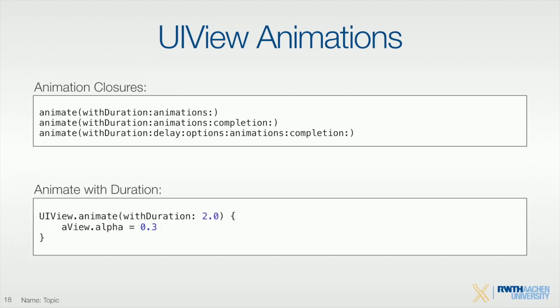For example, this is a very simple animation. So this is my UI. I want to animate that in 2 seconds, and the view should have a certain alpha value, so it should go a little bit darker over time. So with this one, you can actually use closures in this case.